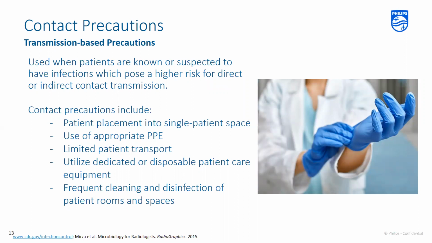Contact precautions are used when patients are known or suspected to have infections which pose a higher risk for direct or indirect contact transmission. Contact precautions include placing the patient into a single patient space, like a private room, using appropriate PPE, limiting patient transport through the healthcare facility, utilizing dedicated or disposable patient care equipment, and frequent cleaning and disinfecting of patients' rooms and spaces.